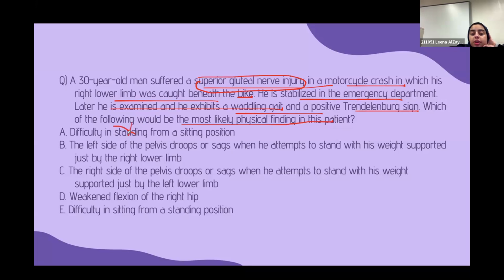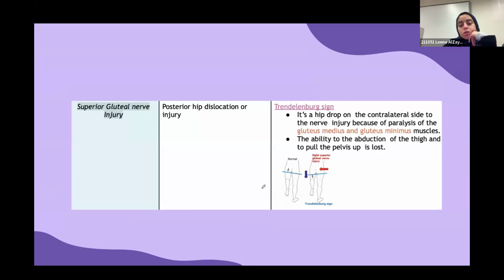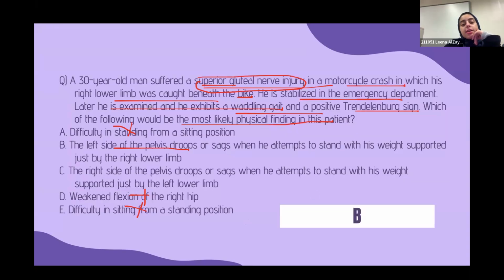it's not difficulty standing, it's not difficulty sitting. It's not weakened flexion. So the answer is actually the left side of the pelvis drops and sags when attempting to stand, and I'm going to explain why. What you're talking about in terms of difficulty standing and sitting down is actually the inferior gluteal nerve. Exactly, the inferior, so not the superior. The superior one is responsible for the hip drop. I don't know if you remember this picture where you're dropping. And they specifically said that it's the right lower limb. So the right lower limb is what's not working.